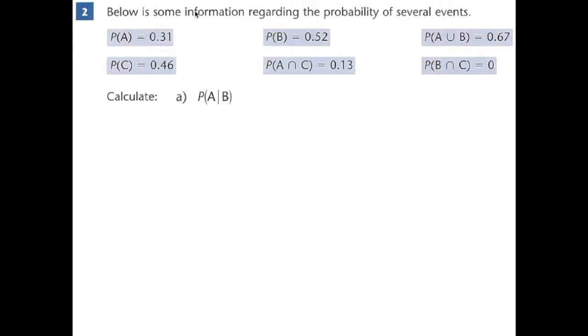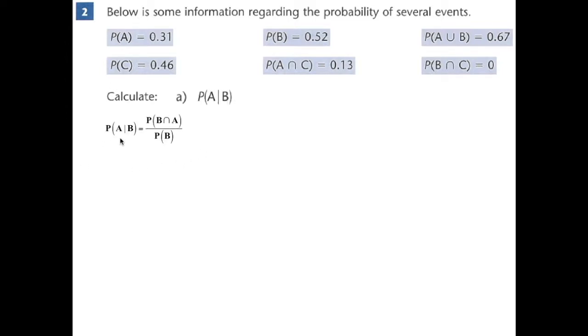Question number 2. Below is some information regarding the probability of several events. The probability of A is 0.31. The probability of B is 0.52. The probability of A union B is 0.67. The probability of C is 0.46. The probability of A intersection C is 0.13. The probability of B intersection C is 0. Calculate the probability of A given B.